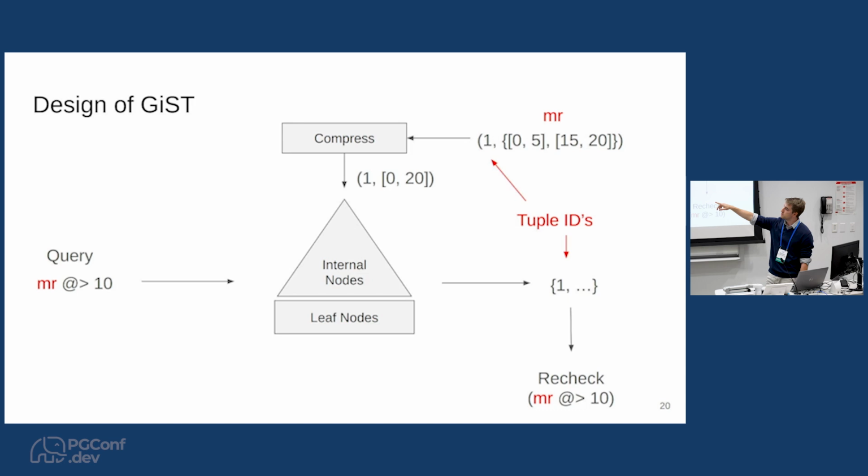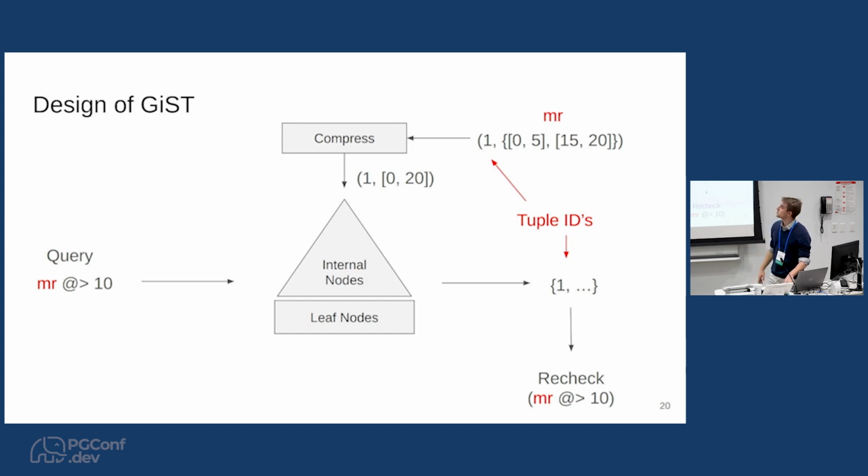Then during querying, let's say we have a predicate: find me all the multi-ranges that contain the number 10. We go through the tree and find all of the tuple IDs that match this predicate. But then, of course, we need to recheck the predicate on the actual value. In this case, for example, the index would have returned this tuple because 10 is contained between 0 and 20. But the recheck will say, okay, actually the predicate does not match. And so we just skip this tuple.